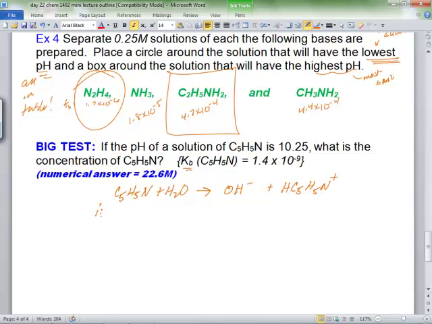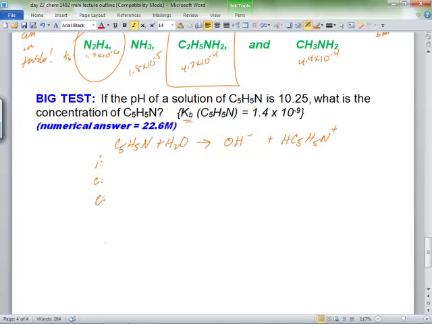And then, okay, so we really don't know what this stuff is going to be, but we could, right? If you wrote the KB, that's going to be what? 1.4 times 10 to the negative 9. And that's going to be hydroxide times H, right? Okay.